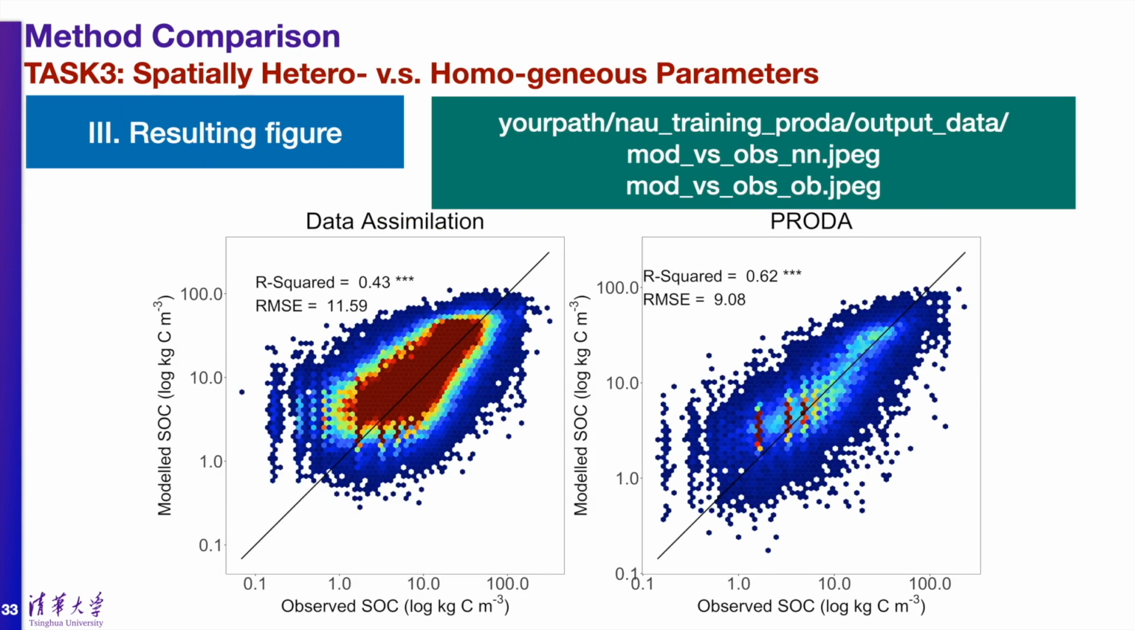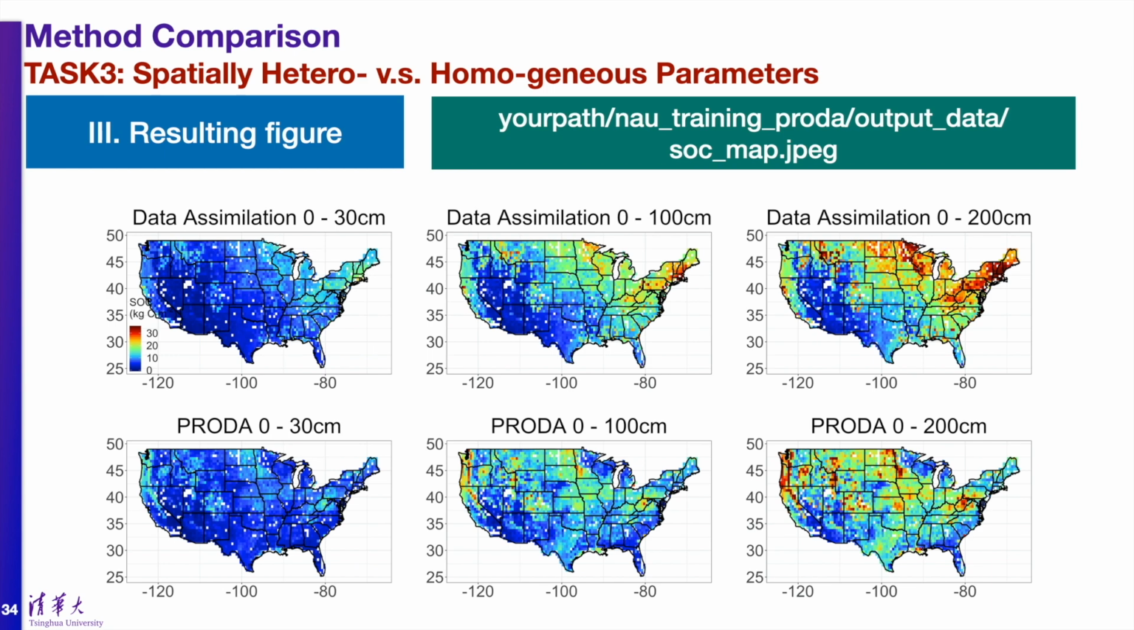In the output figures, we can first compare the agreement between model simulations and observations by different methods. We can clearly see that the product approach is much better than the results from one batch data simulation. Also, we can have the soil carbon distribution map by different methods.